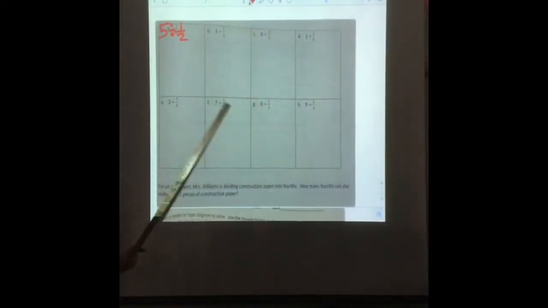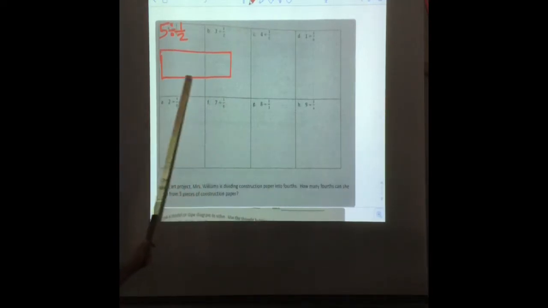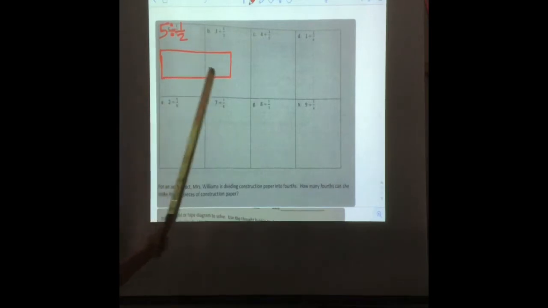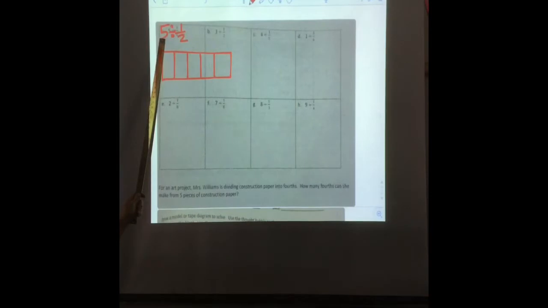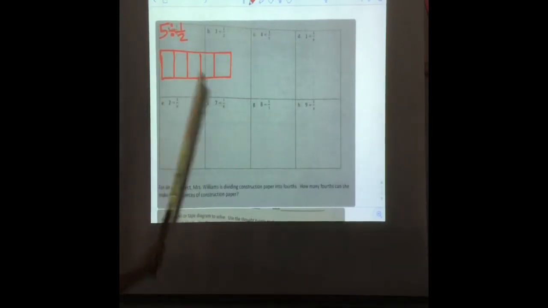Okay, let's try this one now. This says 5 divided by a half. I'm going to make my box a little bit bigger, because I want you to be able to see the whole thing. I'm going to cut this box up into how many pieces? I'm going to cut it up into 5 pieces. 1, 2, 3, 4, 5. 5 wholes or 5 boxes, and we're going to cut each box up into a half.